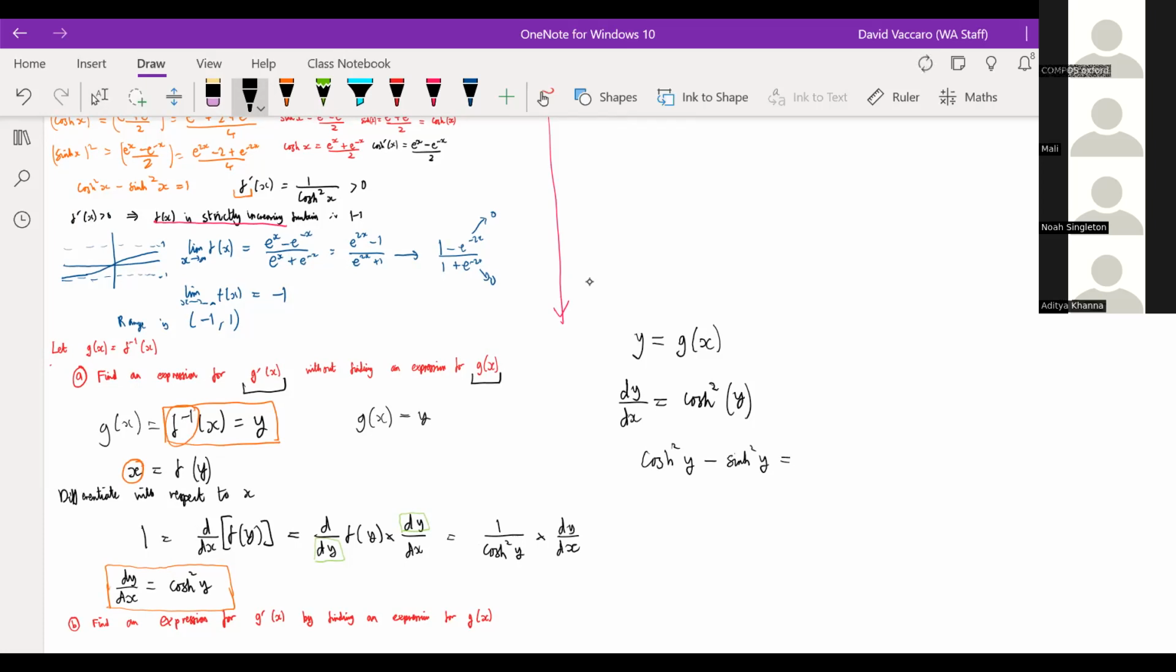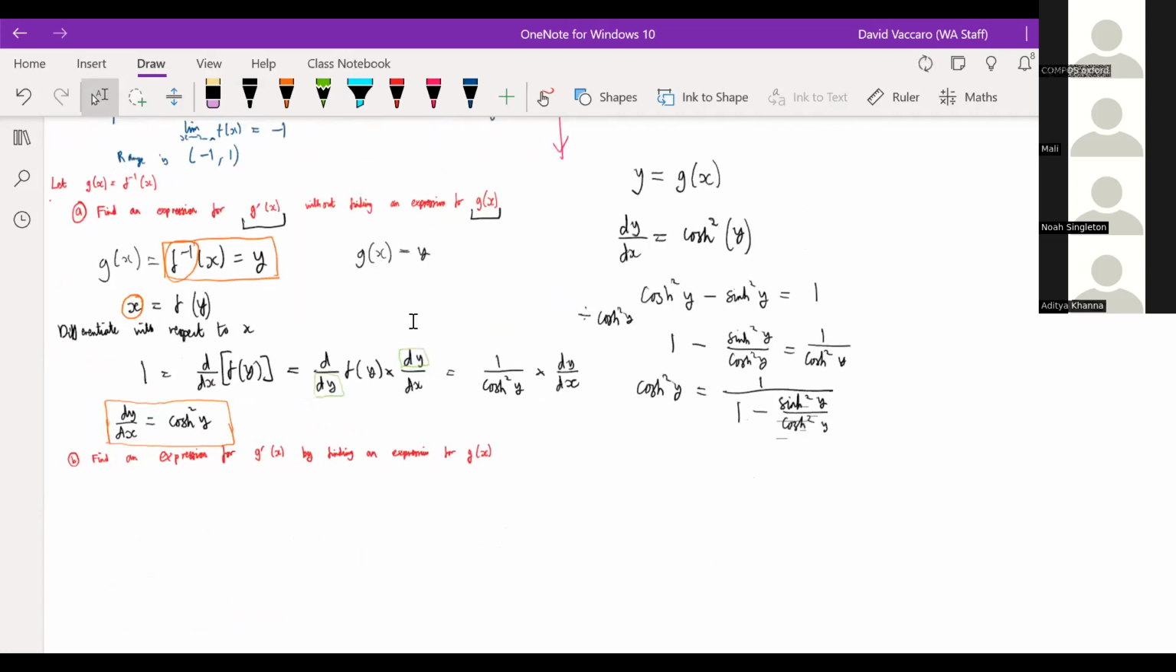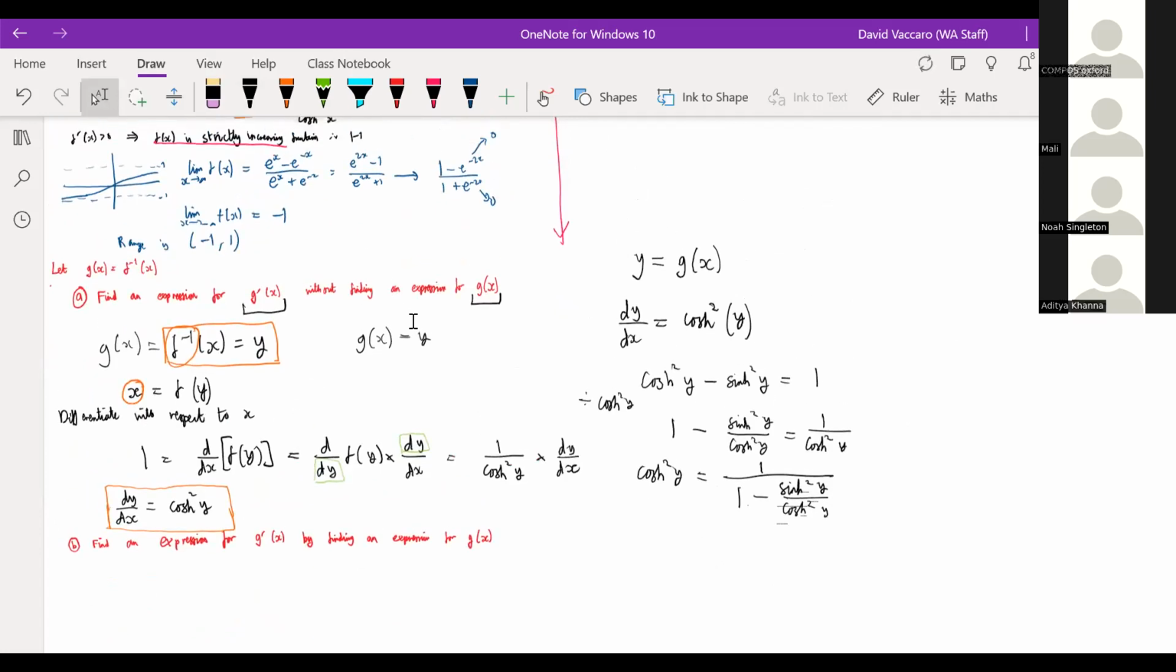sinh squared y is equal to 1. So if we divide by cosh squared y, we get 1 minus tanh squared y, or sinh squared y over cosh squared y, is equal to 1 over cosh squared y. And so we get cosh squared y. Now, can anybody come up with a suggestion of why this expression is convenient for our purposes in terms of the question?